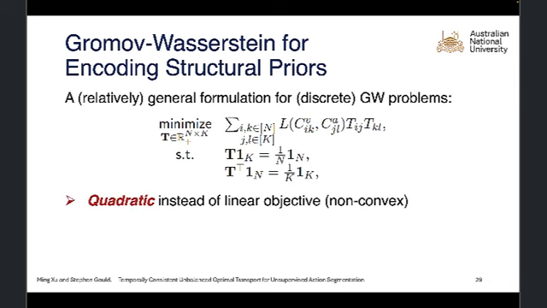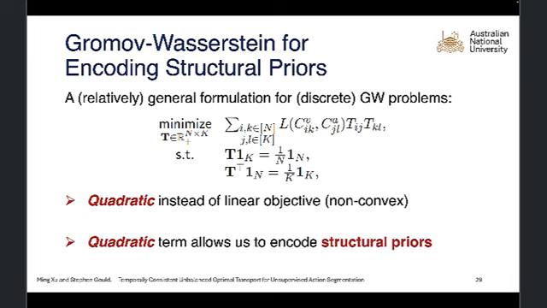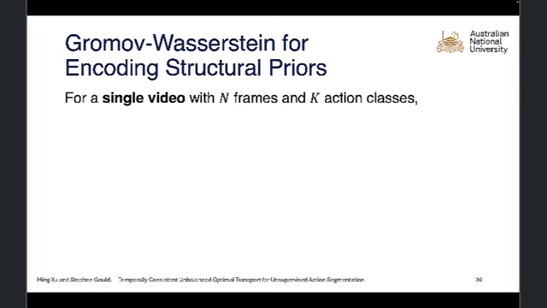Importantly, the reason why this can account for the structure is rather than having a linear objective function like before, we have a quadratic objective. And in general, this is non-convex. And this quadratic term allows us to encode temporal consistency, as we'll see soon. So we go back to the case. Let's suppose we have a single video and we have n frames and k action classes.